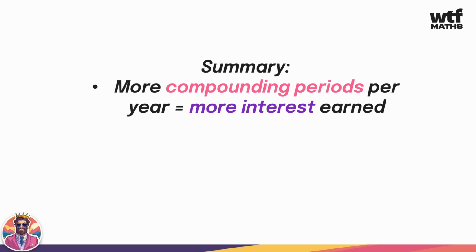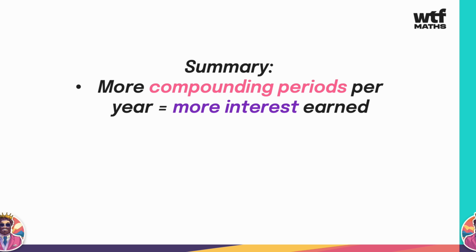So just to summarize, the more times you compound per year, the more interest you are earning. If you're saving money, this is a good thing because you want to have the highest frequency possible. If you're borrowing money, this could be a bad thing because it means the bank is going to try and get as much money as they can from you by compounding more.